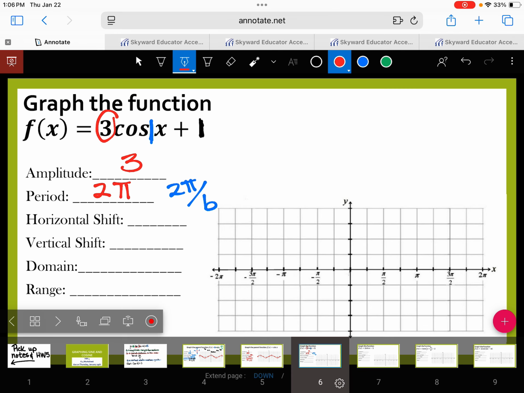Which means that my new middle, I'm going to graph the middle. The middle of my wave is going to be right here. Now that's if you want to kind of put a dashed line to help you, but that's my middle. That's the middle. Okay. The domain we already know is all real numbers.